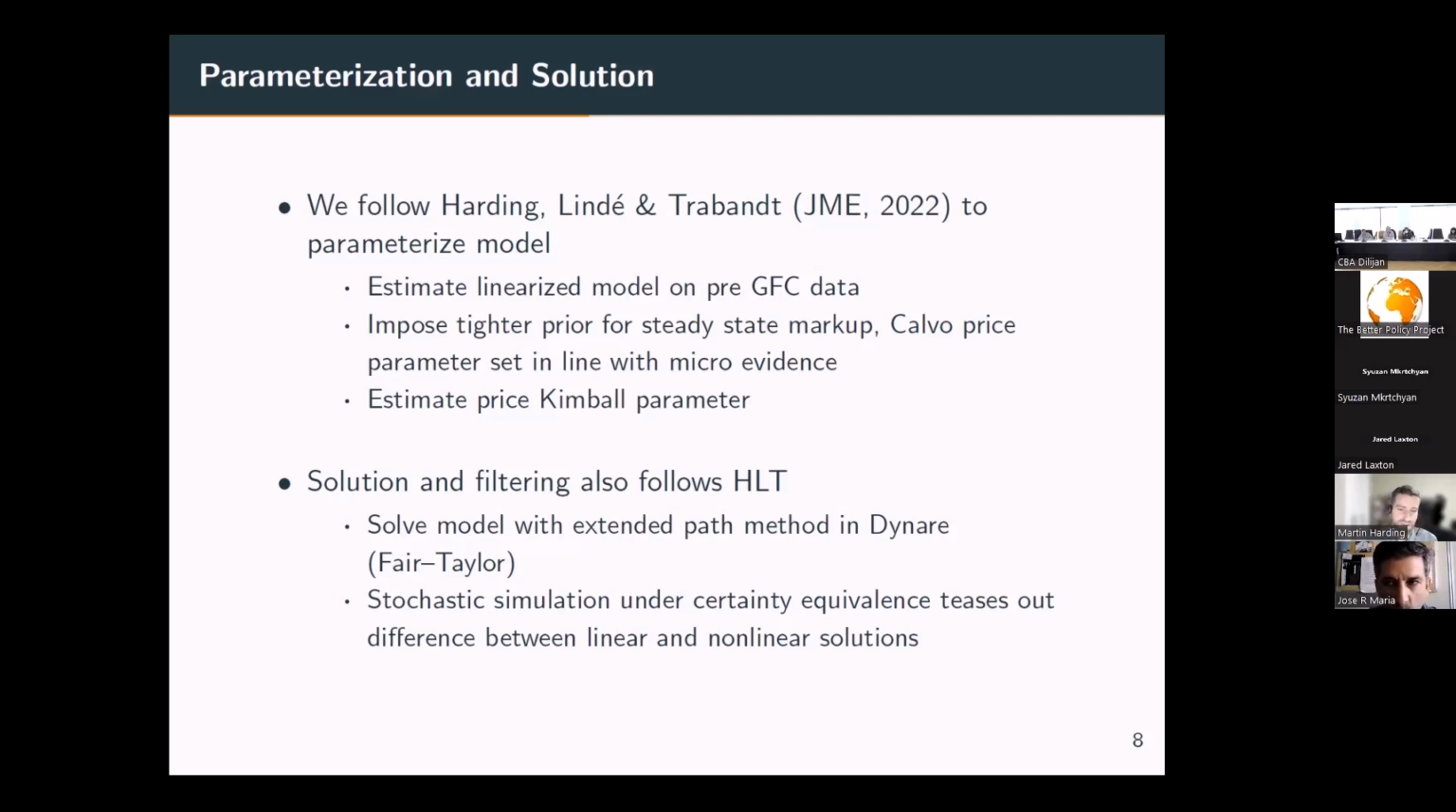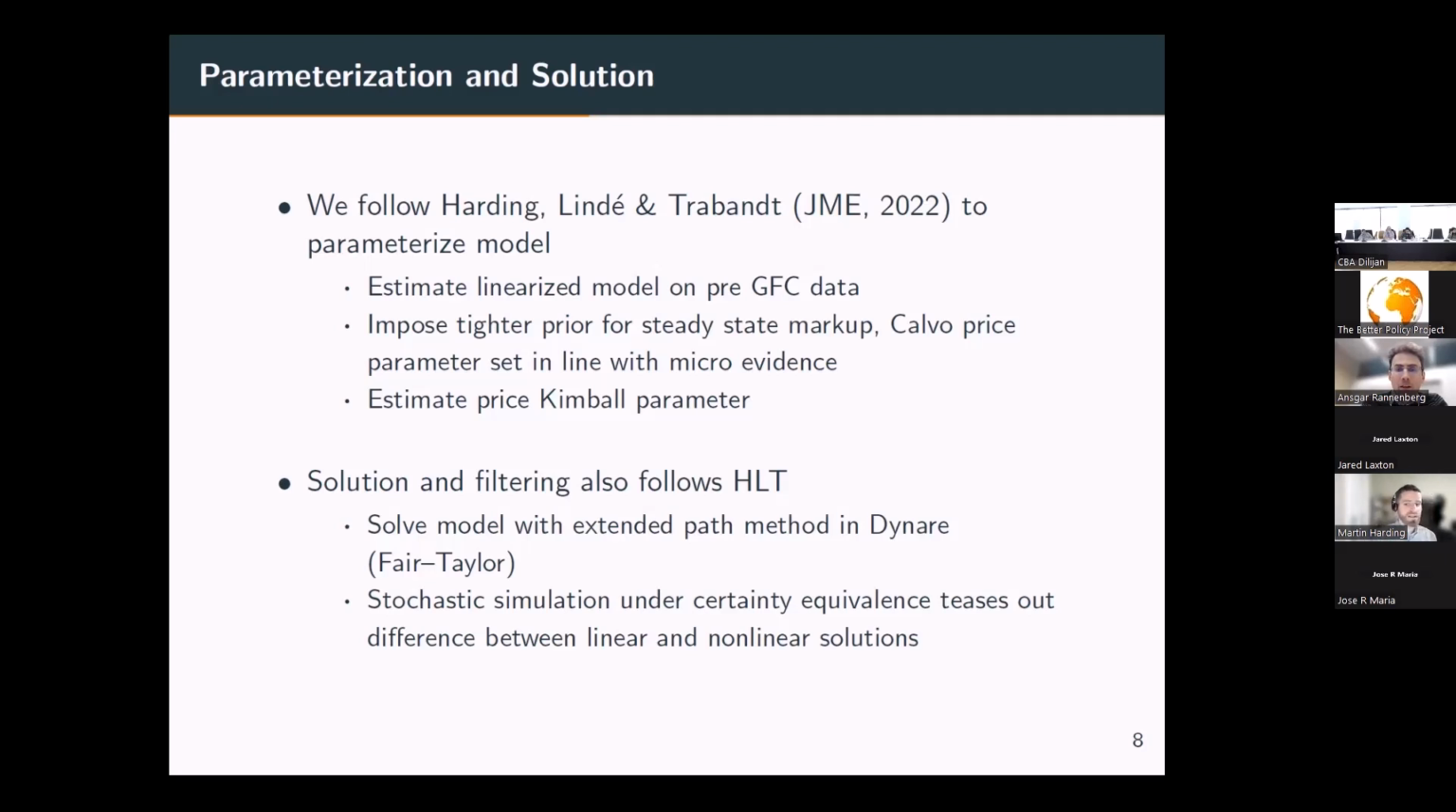So hopefully soon we can have a nonlinear estimation. Yeah, I have a question. Hello. Hey, I was just wondering, you do the filtering also with Linear. Did I understand that correctly? You filter the shocks from the data?